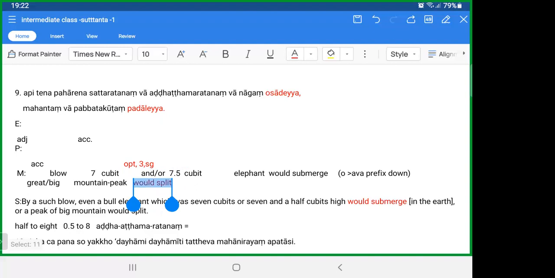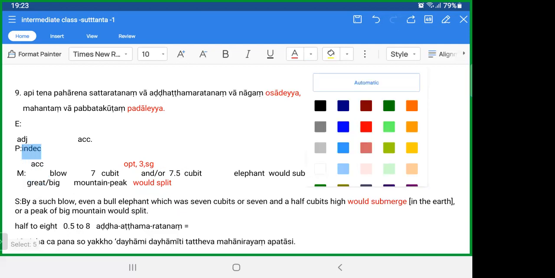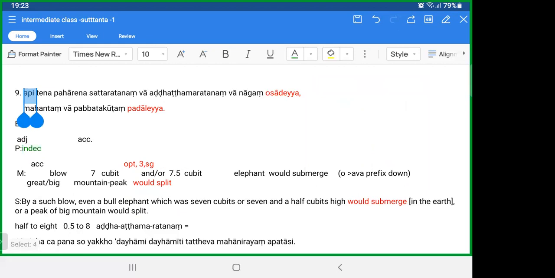Almost finished. The other one will be apitena. Api, tena. Api is indeclinable. And tena is a demonstrative pronoun, masculine. Api is indeclinable, meaning even. Or could it be such? One is even.